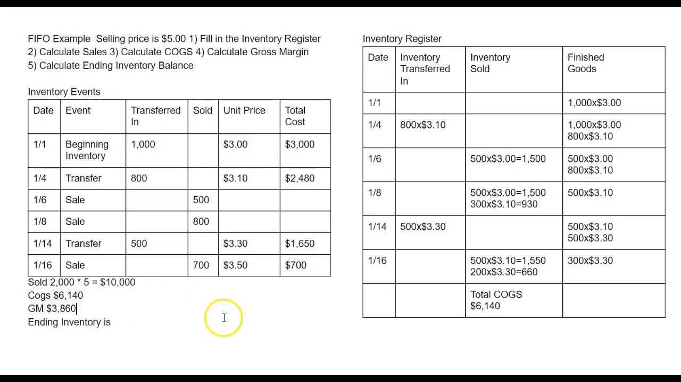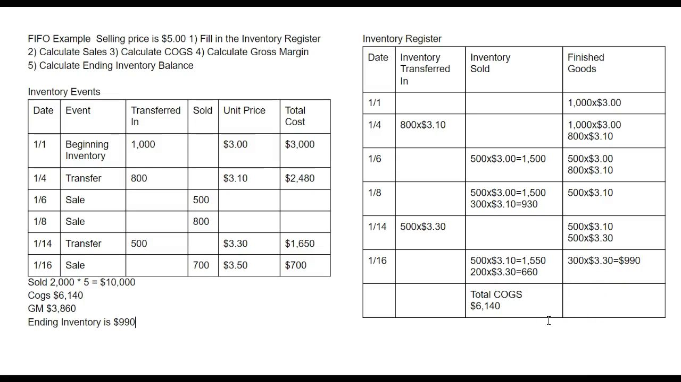My ending inventory then is quite simple. It's just this final box here. The reason why I say it's simple, there's only one thing really to add up there. So my ending inventory is 300 units assigned at $3.30. I get $990 is my ending inventory amount. So that one, I didn't have a big list of items there to add.